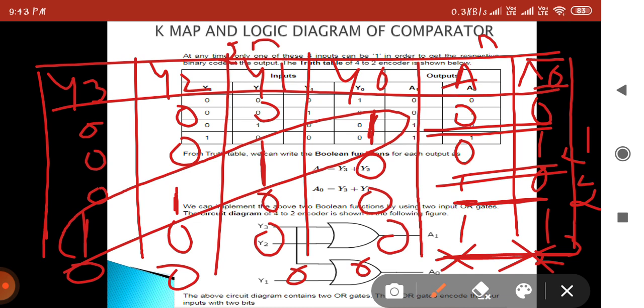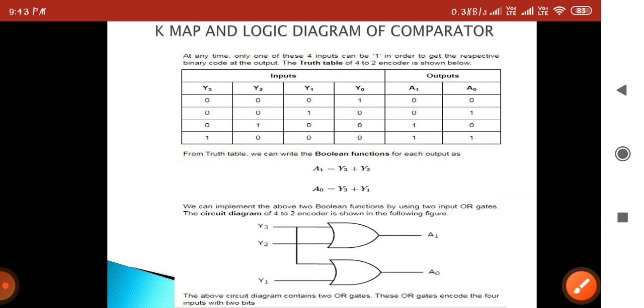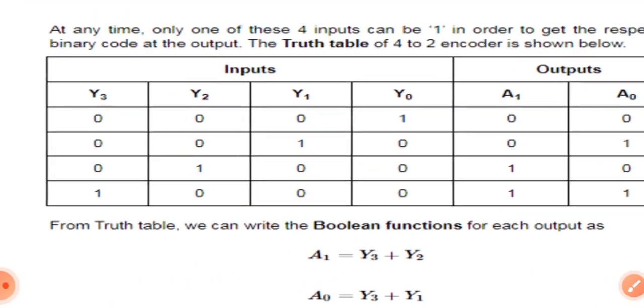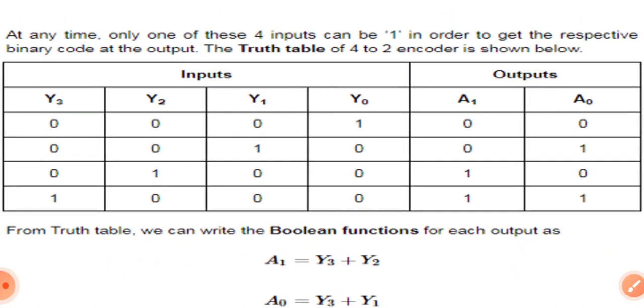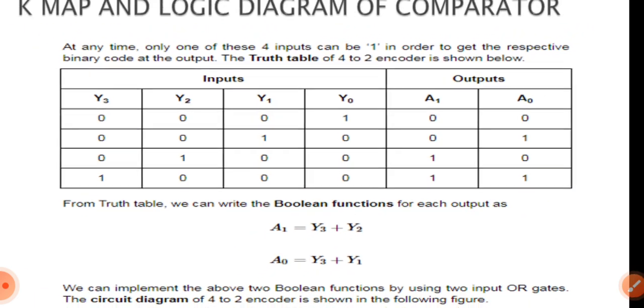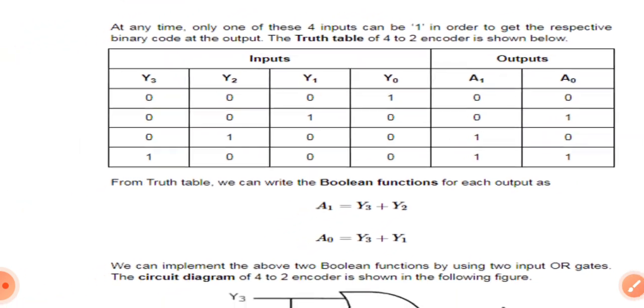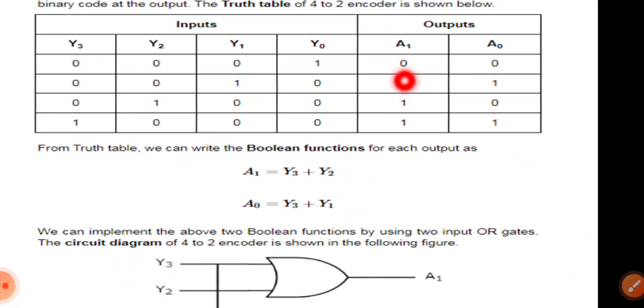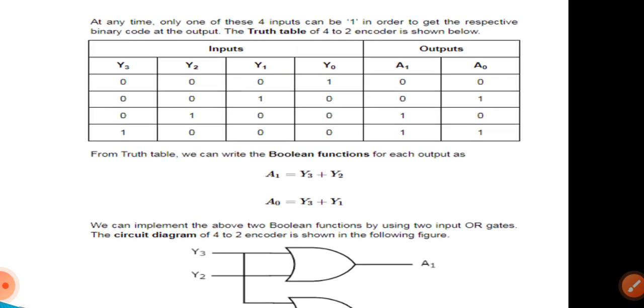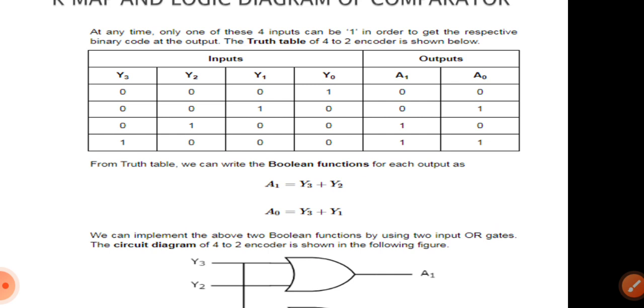In an encoder, at any time only one of the four inputs can be one, in order to get the respective binaries. A1 A0 is 0 0, 0 1, 1 0 and 1 1. Both zeros, y0 is high. 0 1 combination, y1 is high. 1 0 combination, y2 is high. And 1 1, y3 is high.